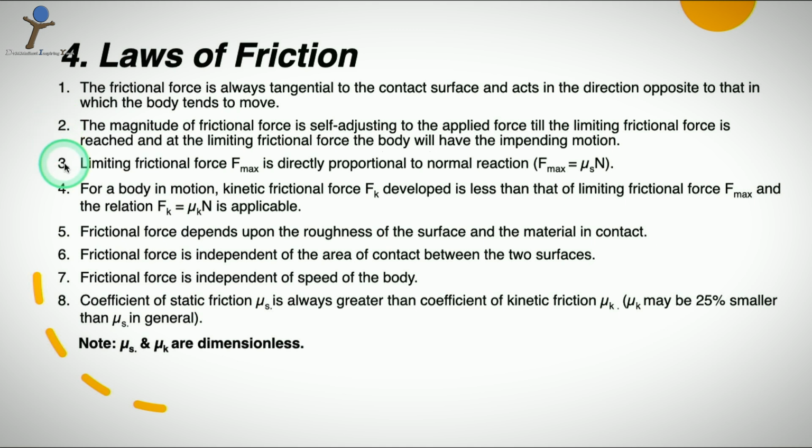Limiting frictional force Fmax is directly proportional to the normal reaction. For a body in motion, kinetic frictional force Fk developed is less than the limiting frictional force Fmax, and the relation Fk is equal to mu k into N is applicable. Frictional force depends upon the roughness of the surface and the material in contact. Frictional force is independent of the area of contact between the two surfaces. Frictional force is independent of the speed of the body.